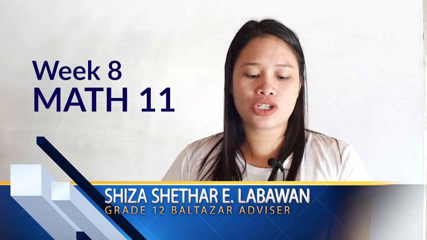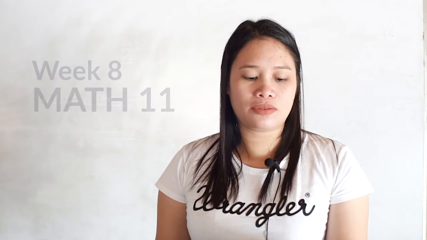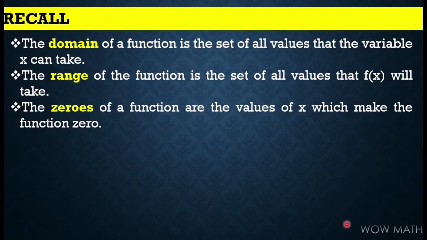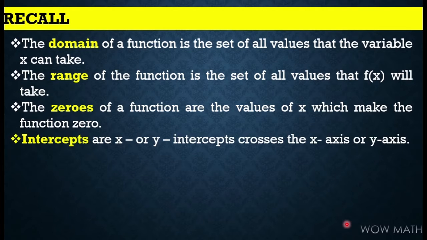The domain of a function is the set of all values that the variable x can take. The range of the function is the set of all values that f of x will take. The zeros of a function are the values of x which make the function zero.